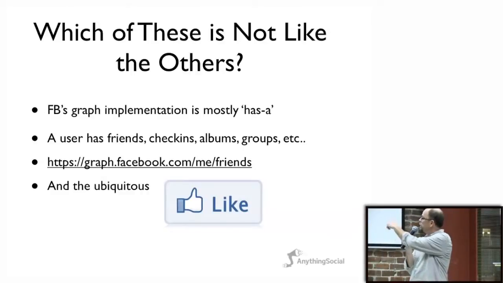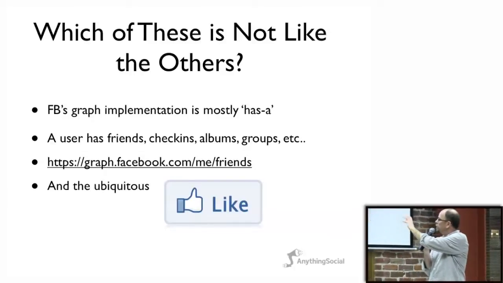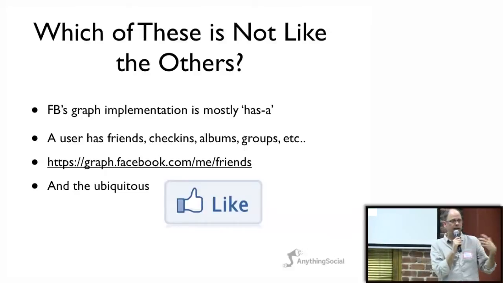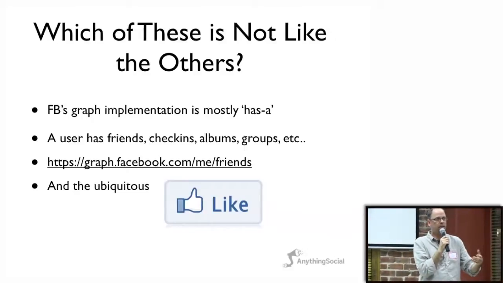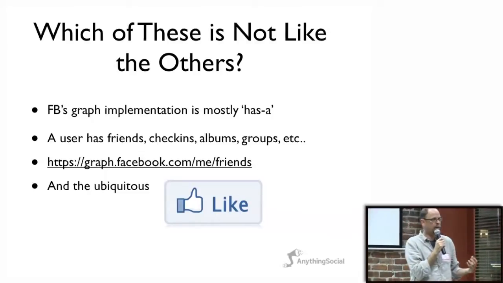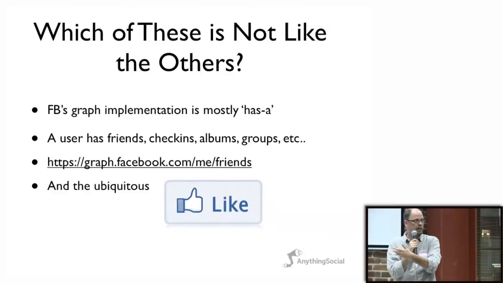Now here we see a URL again, back to the computer science world, the real simple way to access graph data: me, friends. This explains very clearly the relationship between me, that user that you're working with at the time, and what it is that you're looking at relative to the person. So here we're looking for the friends.